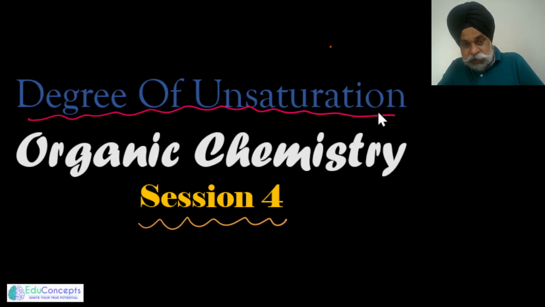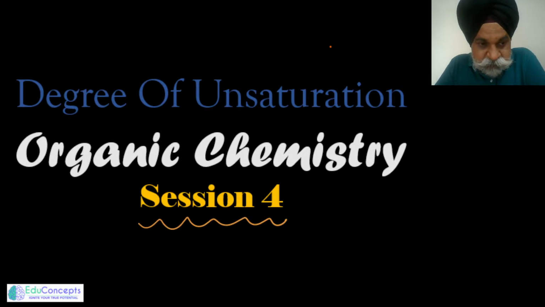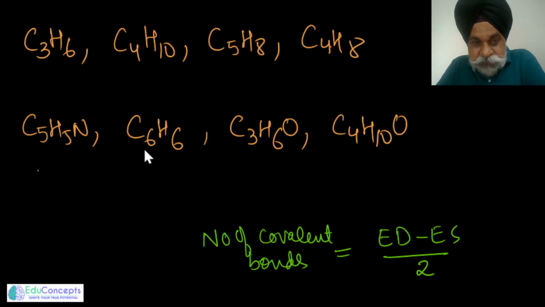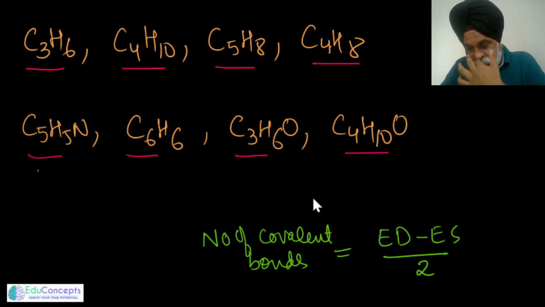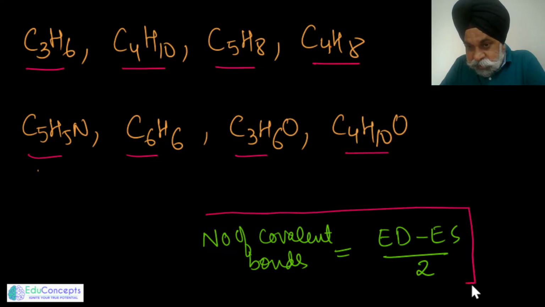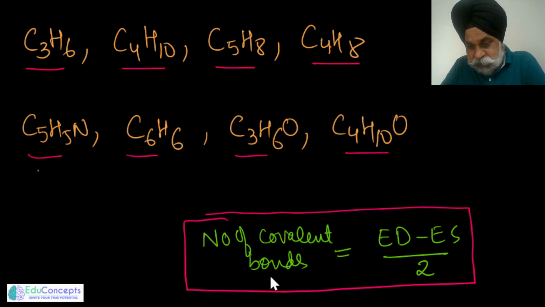Now let us go into this discussion. What do we mean by degree of unsaturation? If you are given a molecular formula, we were able to understand in the last class the number of covalent bonds, because organic entities have covalent bondings. We already had this discussion in chemical bonding in session 2 or 3: how we can identify the number of covalent bonds in a molecular formula.